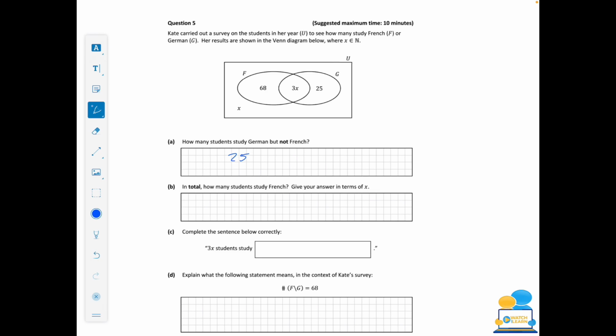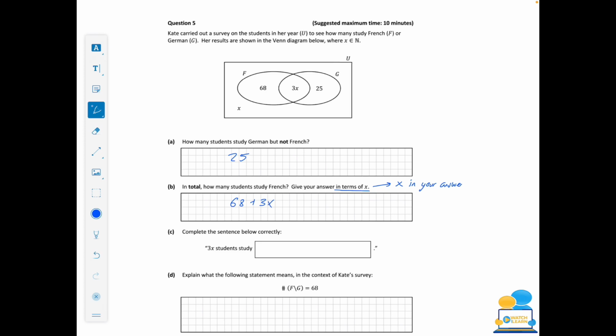In total, how many students study French? Give your answer in terms of x. Now, this is important in algebra questions and across the paper. In terms of x means you need x in your answer. If it says in terms of y, you'll need a y in your answer. So studied French, it's these 68 people here and these 3x people. Now, remember x is a number. So if x was 2, in here there'd be 6 people. If x was 5, in there would be 15 people. Now, we don't know what x is. We also don't really care at this point, because we're asked for our answer in terms of x. So the people who study French, it's 68 and those 3x people.